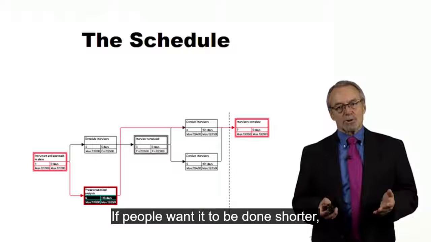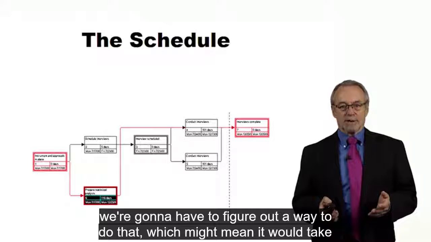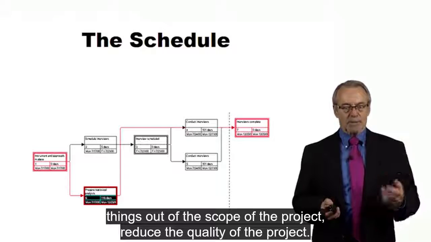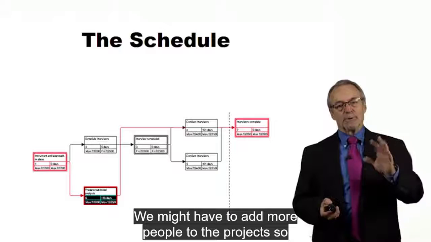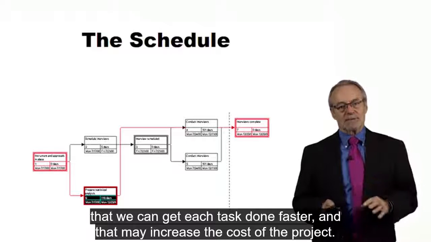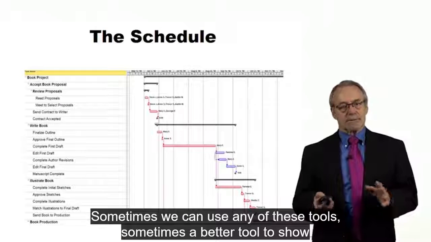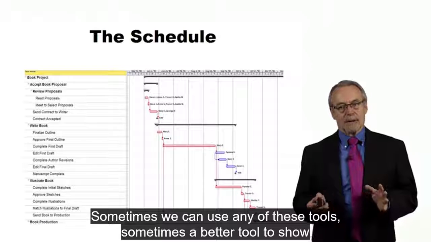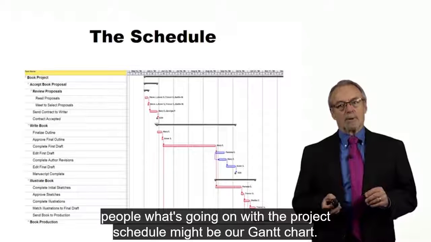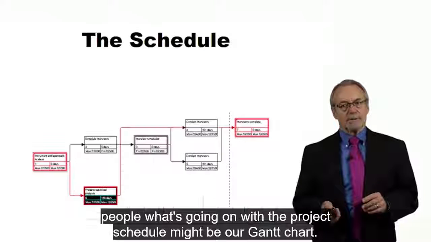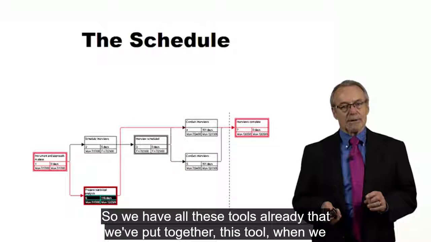If people want it to be done shorter, we'll have to figure out how to do that, which might mean taking things out of the scope of the project or reducing the quality of the project. We might have to add more people to the project so that we can get each task done faster, and that may increase the cost of the project. Sometimes we can use any of these tools. Sometimes a better tool to show people what's going on with the project schedule might be our Gantt chart. So we have all these tools already that we've put together.